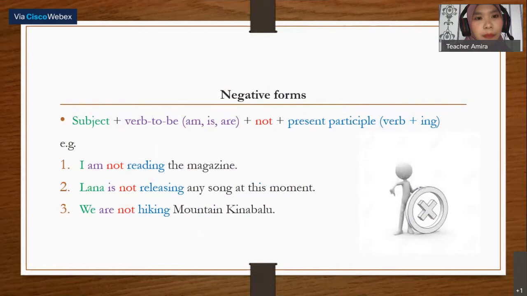Okay, so the number one example that I have given is I am not reading the magazine. Okay, it's actually the same as the positive form. It's just that you have to add the word not after the verb to be. So let's take a look at the second example. Lana is not releasing any song at this moment. And then we have another one: we are not hiking Mount Kinabalu. We are hiking Bukit Saga.